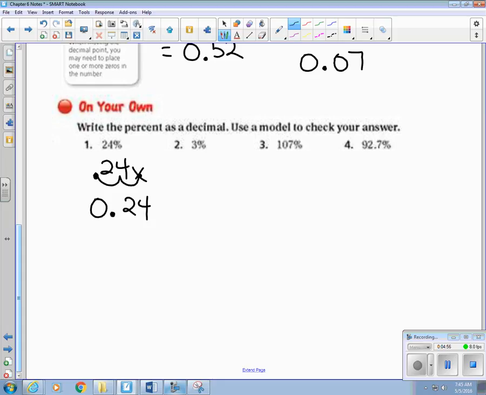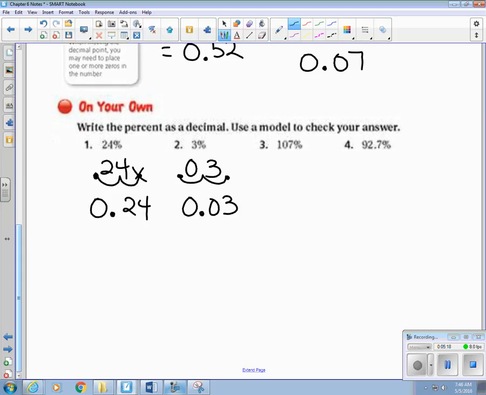Number 2, 3%. Rewrite it without the percent sign, add the decimal point to the right, move the decimal point 2 places to the left when changing a percent to a decimal, add a 0 placeholder for the empty space, and then rewrite the answer using a 0 placeholder in the ones position.